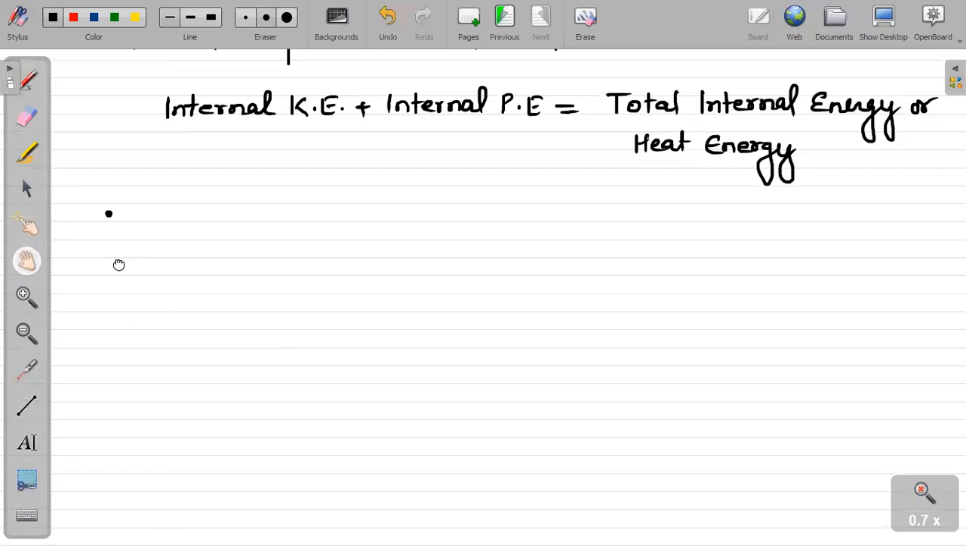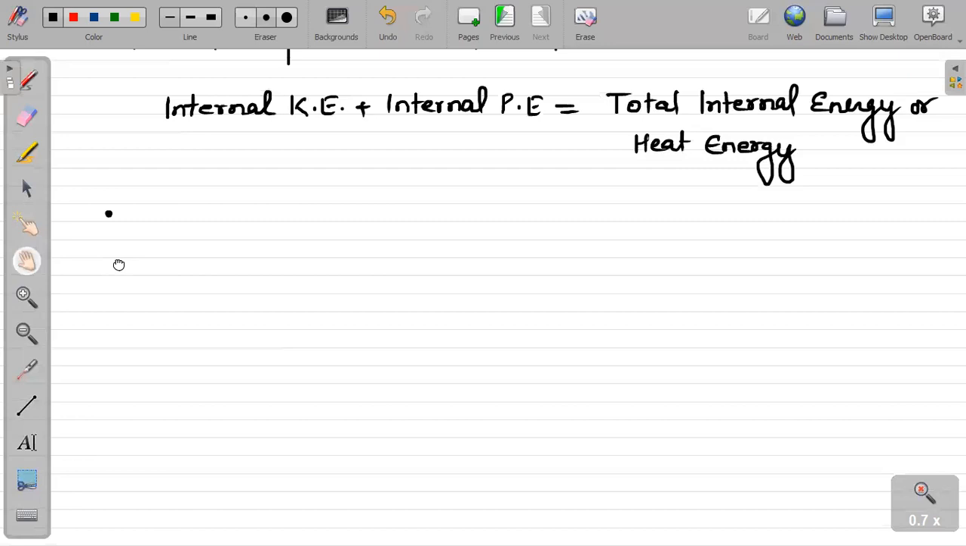When there is rise in average kinetic energy of molecules of a substance, its temperature increases, and if there is a fall in the average kinetic energy of molecules of substance, its temperature decreases. However, during the change in state of a substance at a constant temperature, there will be no change in average kinetic energy of its molecules, as explained later.